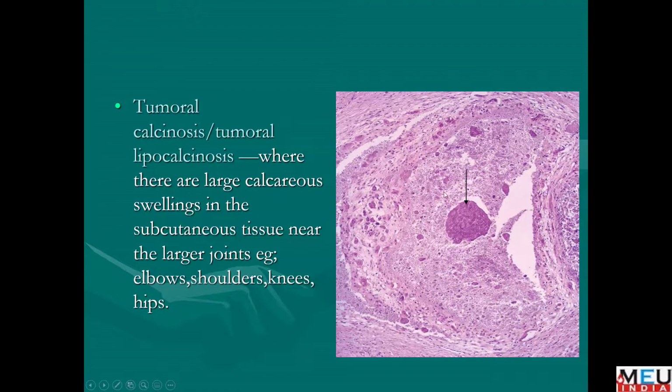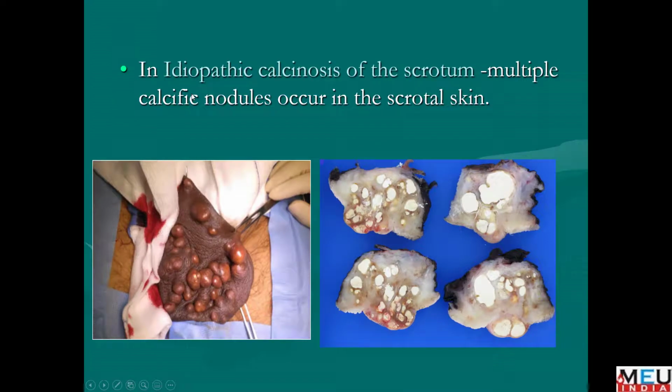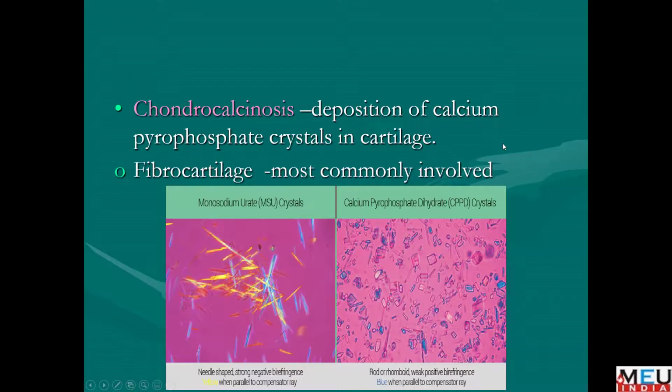Now, these are large calcareous swellings in the subcutaneous tissue near the larger joints, for example elbows, shoulders, knees, and hip. Idiopathic calcinosis of the scrotum: multiple calcific nodules occur in the scrotal skin. Chondrocalcinosis, that is deposition of calcium pyrophosphate crystals in the cartilage, also known as pseudo-gout, and in these the rod or needle-shaped crystals can be seen, which show weak positive birefringence on polarized light.